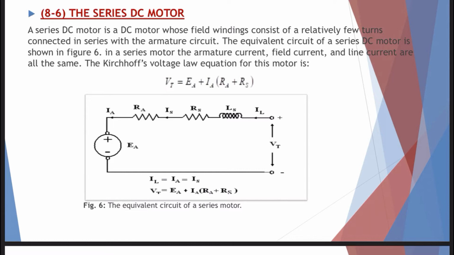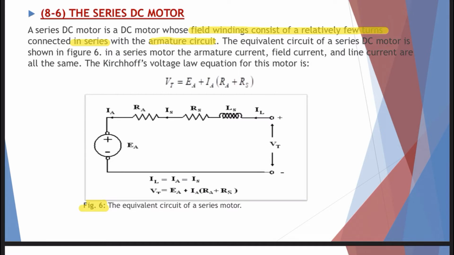Let's move to the next type of motors, which is the series DC motor, section 8-6, series DC motor. A series DC motor is a DC motor whose field windings consist of relatively few turns connected in series with the armature circuit. The equivalent circuit of a series DC motor is shown in figure 6. This is figure 6, guys, here.